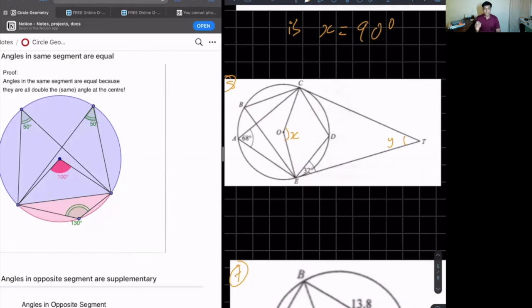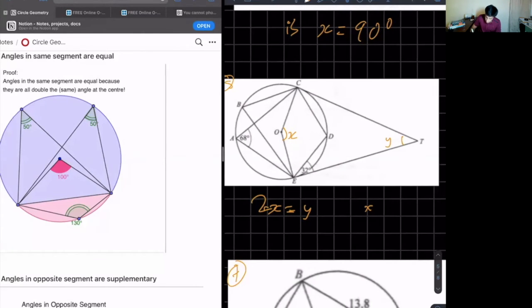X, y. What's the relationship between x and y here? This one's a thinker. The answer is not no, it's a relationship in equation. What's the relationship between x and y? Okay, so somebody says 2x equals y, right? And somebody says x equals 180 minus y. And somebody says x plus y equals 180.